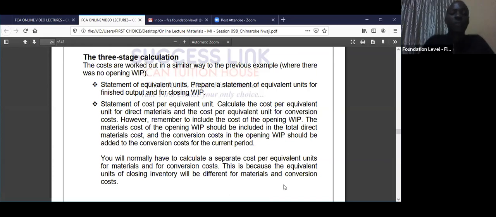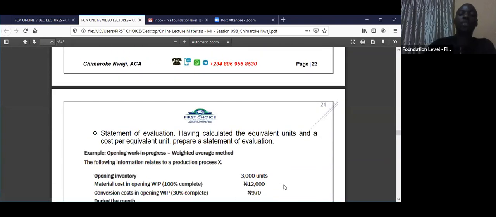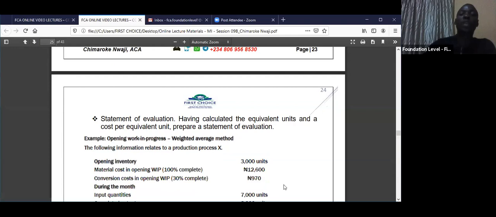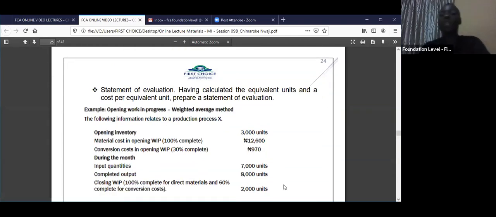So you have to calculate a separate cost per equivalent unit for material and for labor. This is because the equivalent unit of closing inventory will be different for material and for labor costs. Then you still do your statement of evaluation. Having calculated the statement of evaluated equivalent units and cost per equivalent unit, you now prepare your process account.